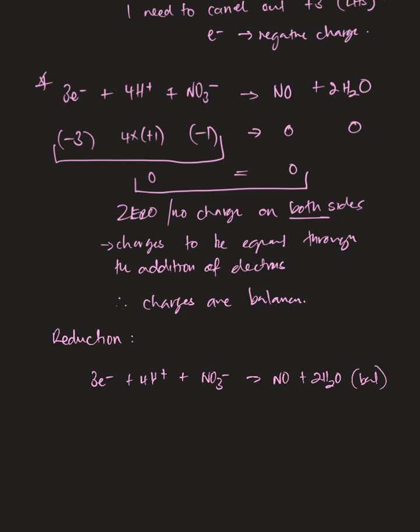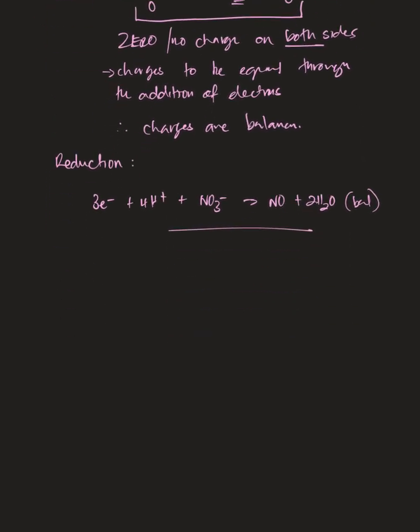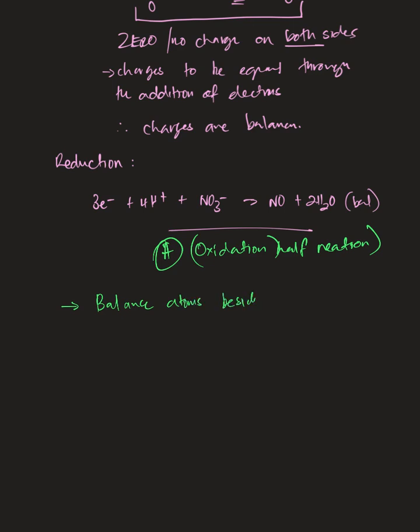Now the reduction is done, we have to do the same for oxidation. So when you get to this point, we're going to start with A, which was oxidation. With the oxidation half reaction, same rules. The first thing, we need to balance atoms besides O and H.